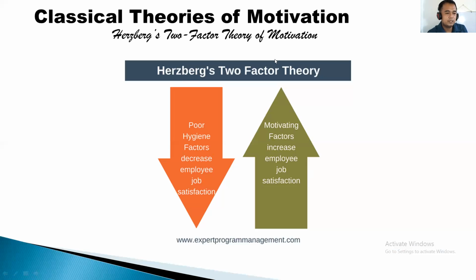So that is the two-factor theory. Of course, this one can also go up once your company is achieving or providing the different needs of your employees, as we have mentioned a while ago: pay, company policies, fringe benefits, physical working conditions, status, interpersonal relations, and job security. So those are the differences and relationship of Abraham Maslow's and Herzberg's two-factor theory of motivation.